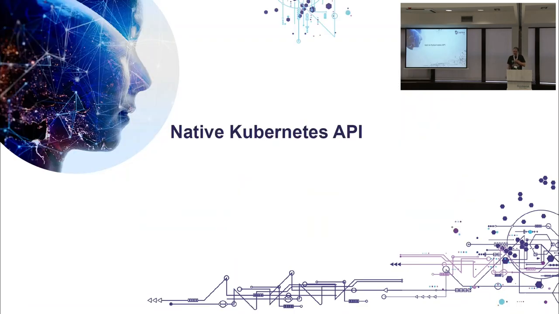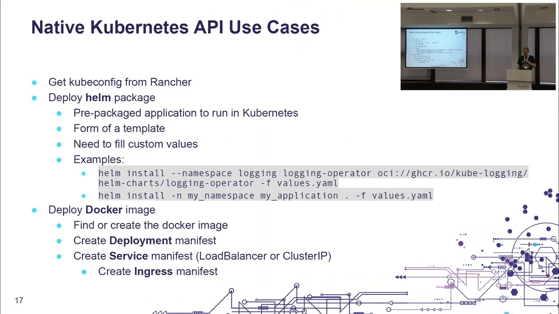And the last part was the native Kubernetes API and how it can be used and what you can do with it. First, the user needs to get a kubeconfig from the Rancher UI, so you log into Rancher, and using some icon you can download the kubeconfig, and then you can either deploy a so-called Helm package, which is a prepackaged application to run in Kubernetes. It is in the form of a template. You need to fill in custom values. As I have told, it's a template, so using those values you just customize the template to your needs.